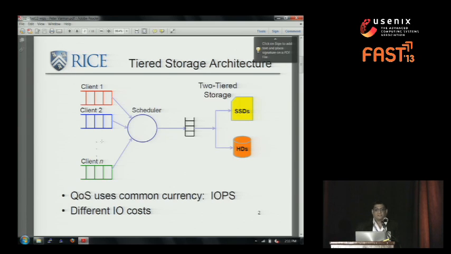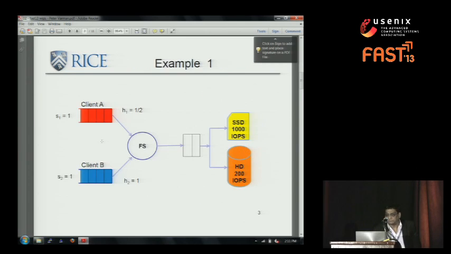We have a very generic model of the storage system, two types of devices, say SSDs and HDDs, hard disks with different speeds. They are shared by a number of clients with different QoS requirements. What makes this problem interesting is that we have two types of devices which use the same common currency of IOPS to measure their performance for QoS purposes. On the other hand, we know in reality both the devices have very different access costs and different throughput capabilities.